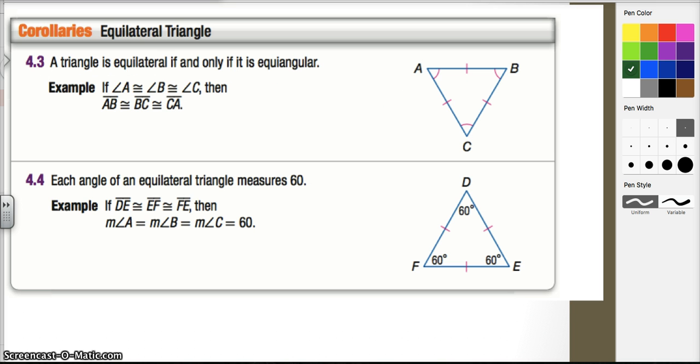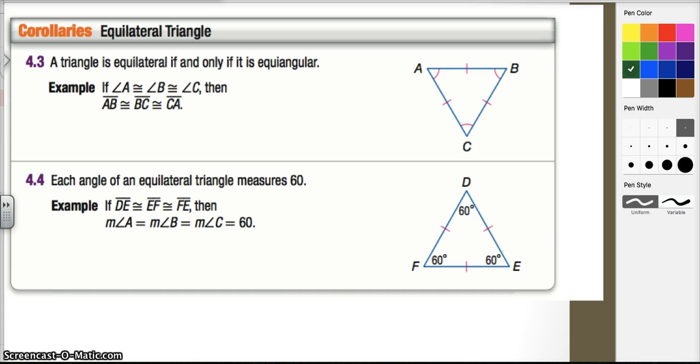Here are two important corollaries. So you remember corollaries are like mini theorems that come directly from other theorems, and it's really super easy to prove. So here are these new bits of information that we have, and now it's about equilateral triangles. And these ideas can be developed directly from the information we just talked about with our isosceles triangle.